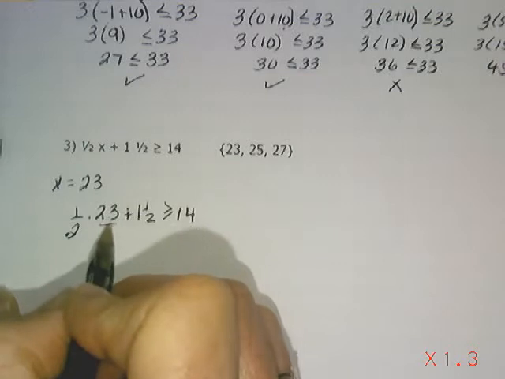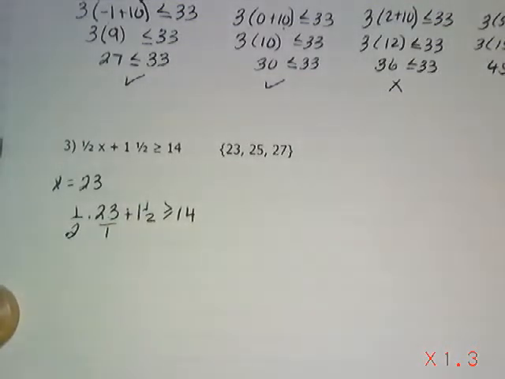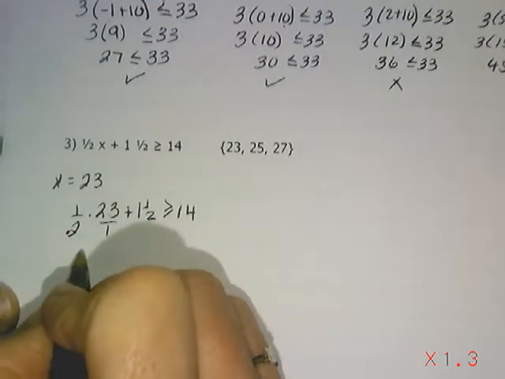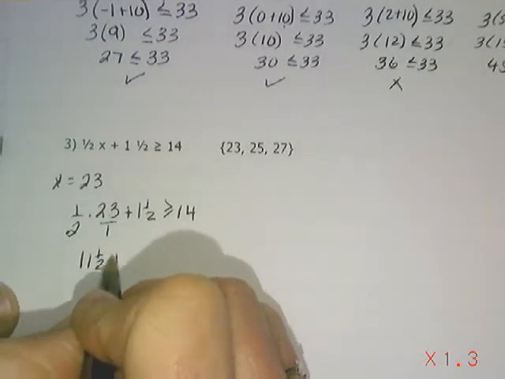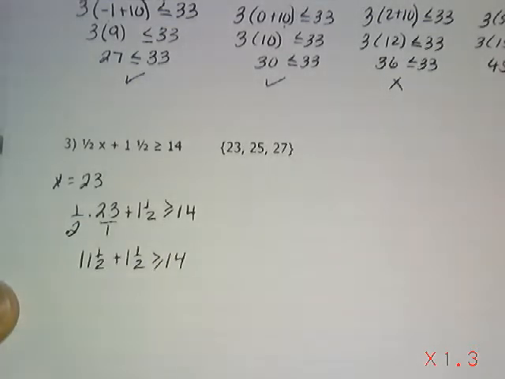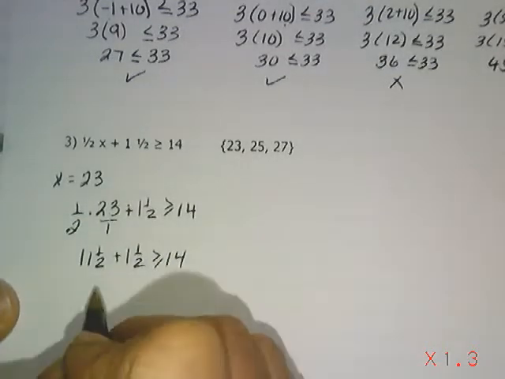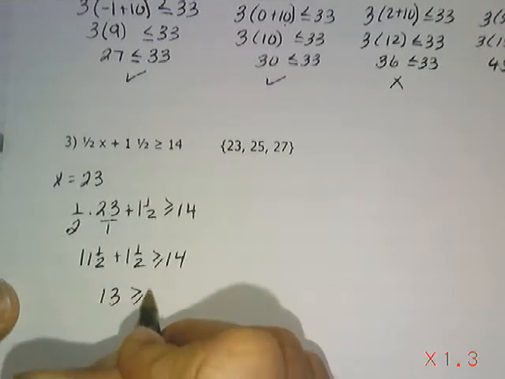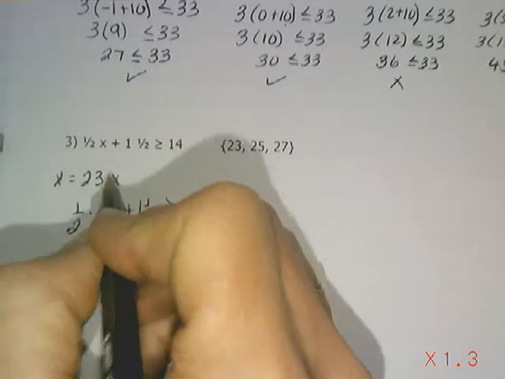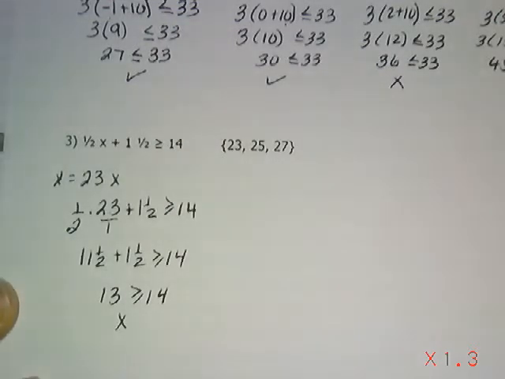So 23 times 1/2 is 23 halves. And if I change that into a mixed number, it's going to be 11 and a half. Right, 11 and a half plus 1 and a half would be 13. 13 is not greater than 14, so that means 23 is not a solution to that inequality.